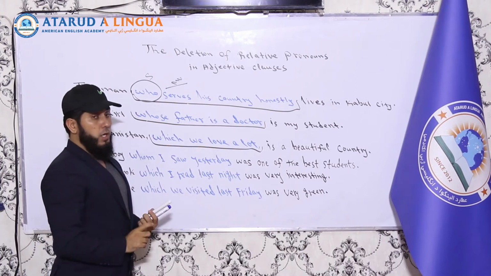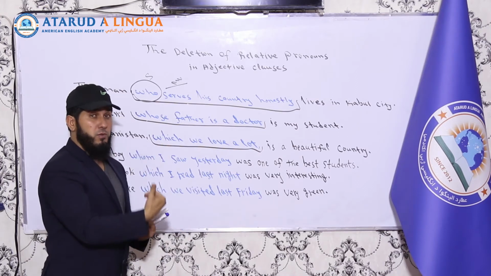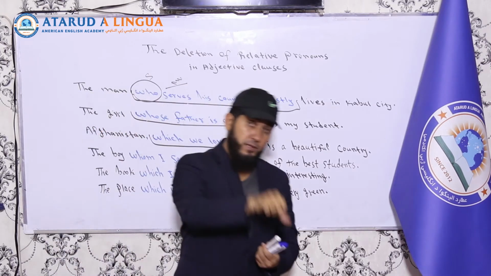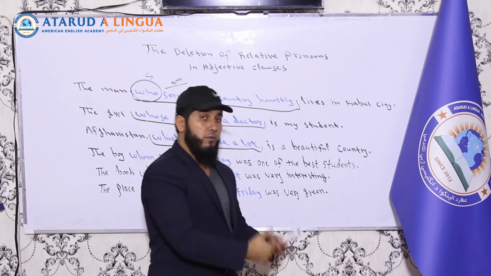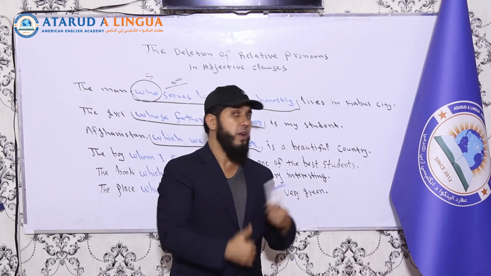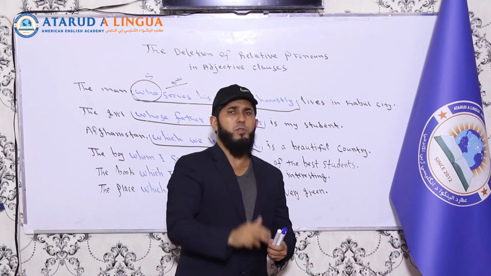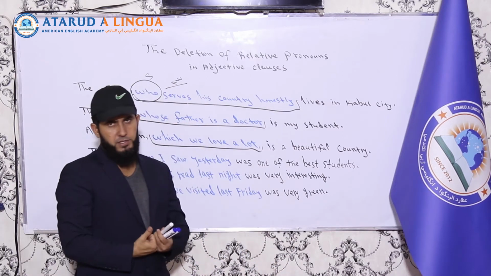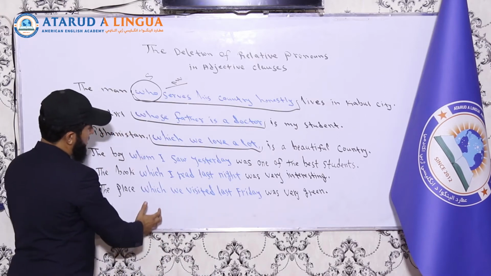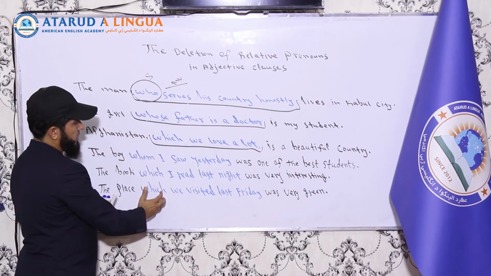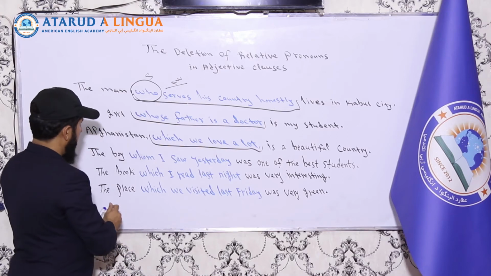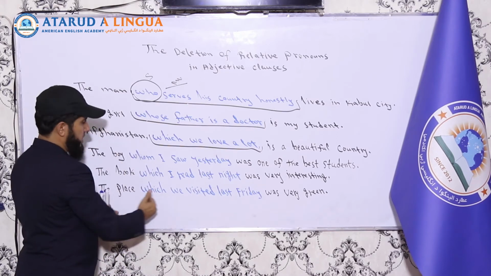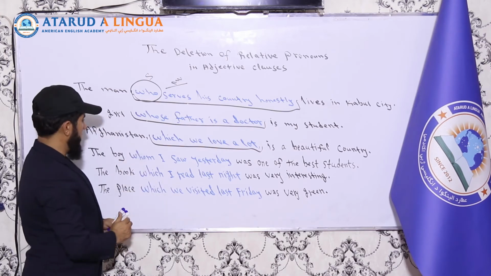So now, the omission of relative pronouns is possible, number one, in objective case, when the relative pronoun functions as an object in our adjective clause. Number two, in a restrictive or defining adjective clause. The other three examples here that you see, in these sentences we can omit the relative pronoun.